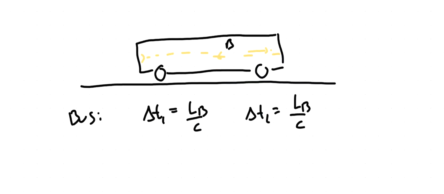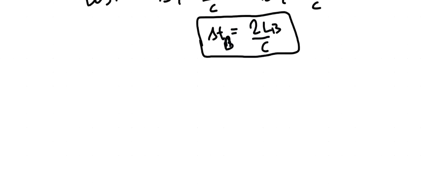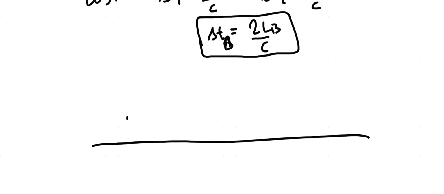So the total delta T on the bus is 2LB divided by C. Okay, so that's one equation that we're going to need. And now let's draw the bus again, but let's try to draw it in such a way that shows what the guy at the station would see.